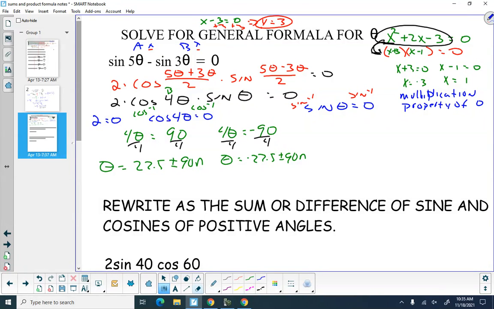Inverse sine of 0. 0 plus or minus. And then also its supplement. What's the supplement to 0? What do we add to 0 to get to 180? 180, plus or minus. Our B value is 1, so we have 360n. So we have 4 general solutions here.